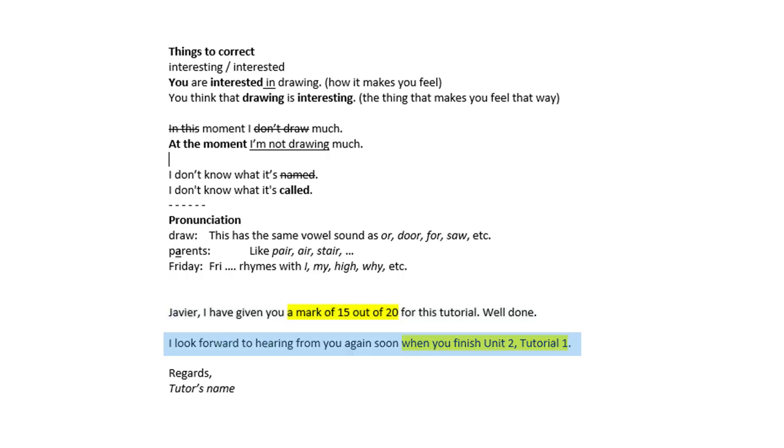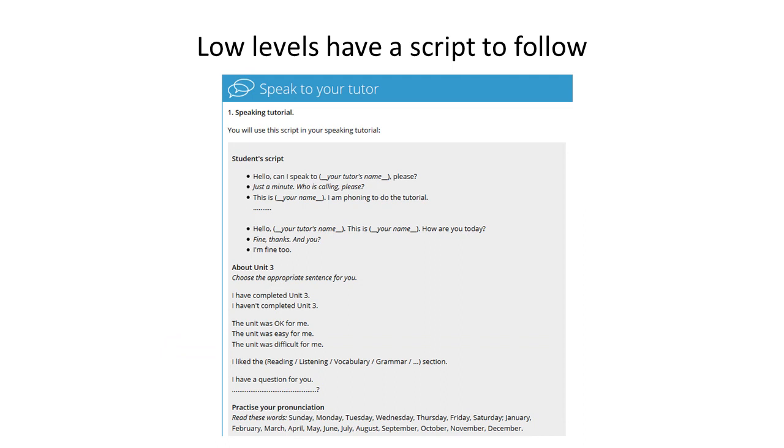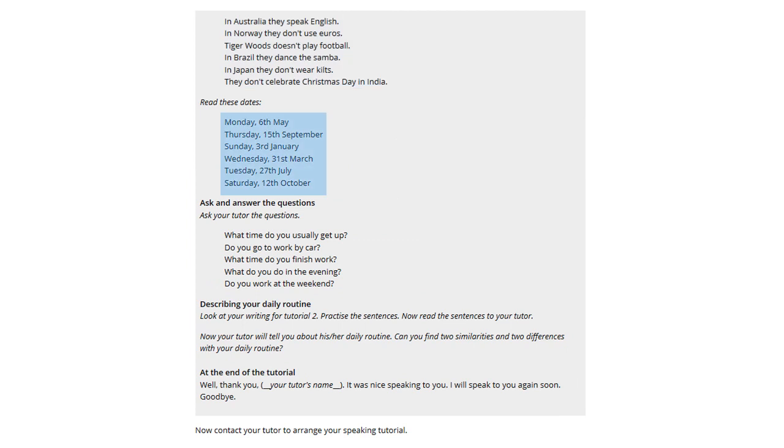For low levels, pre-elementary and elementary, we provide scripts for the tutor and student to follow during the speaking tutorial. This is to structure the tutorial and make it easier for the student to participate. As you can see, it includes a semi-scripted initiation of the call, options for speaking about the unit, and then words and phrases to practice, followed by question and answer activities for simple discussions.